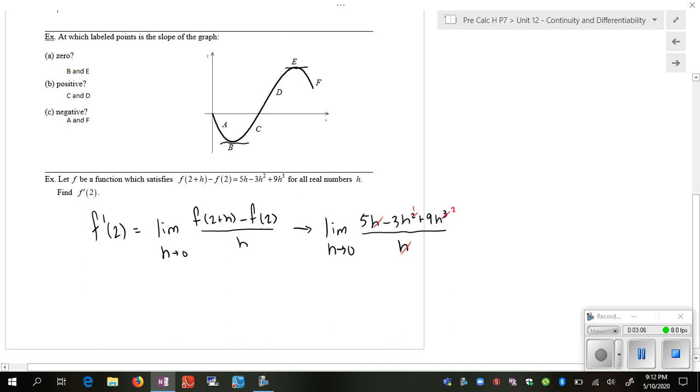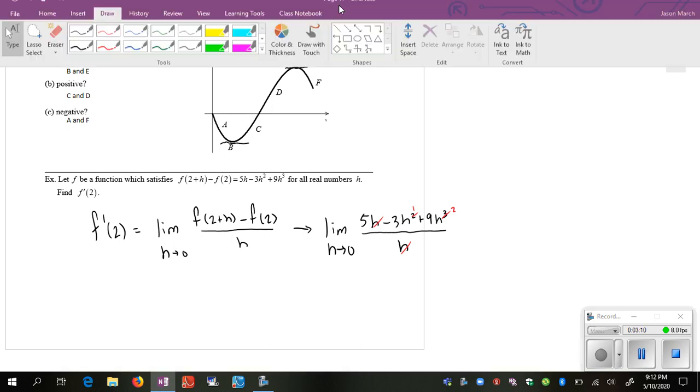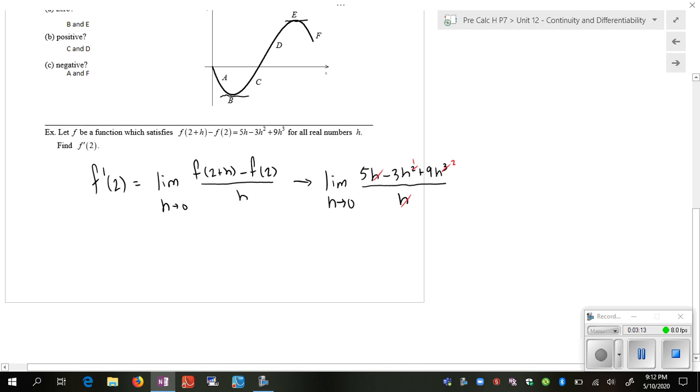So now we're looking at a limit of 5 minus 3h to the first plus 9h squared. And so by direct substitution, if we plug in 0, which we can now because we're not getting indeterminate form, I can actually cross out this and this, right? If I plug in 0, those go away. And so we end up getting an answer of 5 for this one.